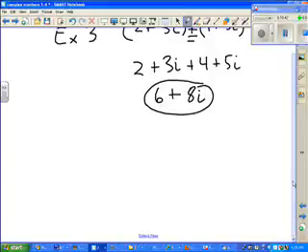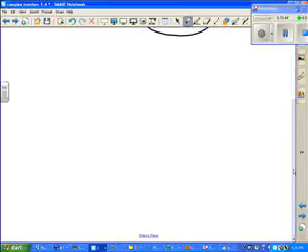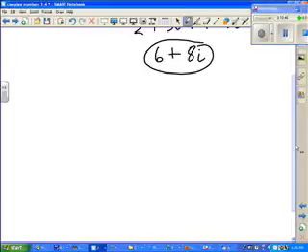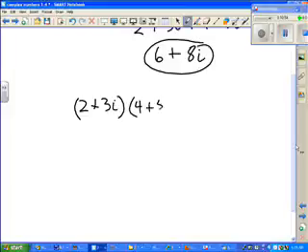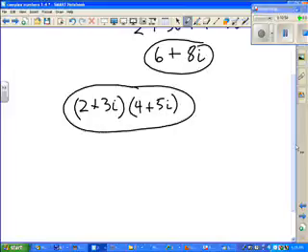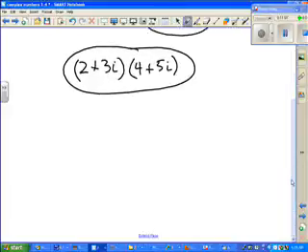Now example 4 gets a little trickier. Here we go. 2 plus 3i times 4 plus 5i. This time they are being multiplied by each other, so this time I do have to FOIL. I do have to multiply everything. Again, FOIL. Multiply first, outside, inside, last. Essentially, you're doing the distributive property twice.